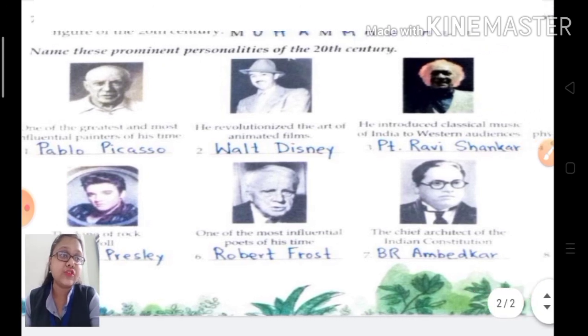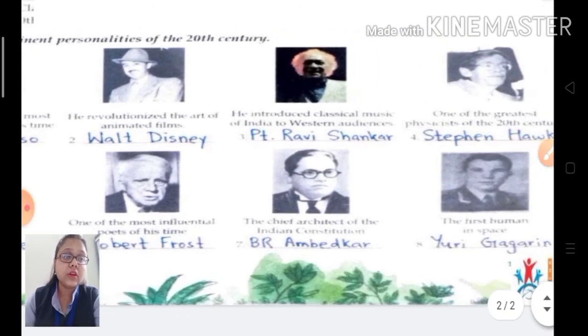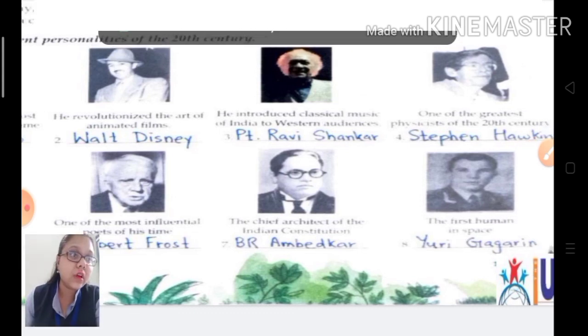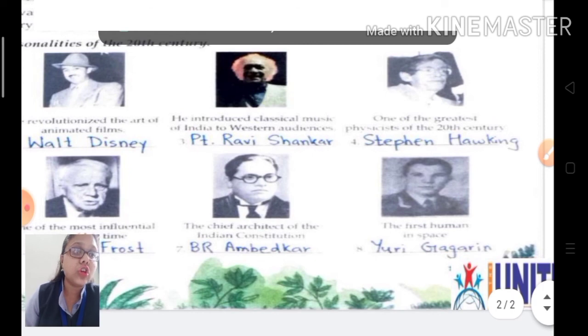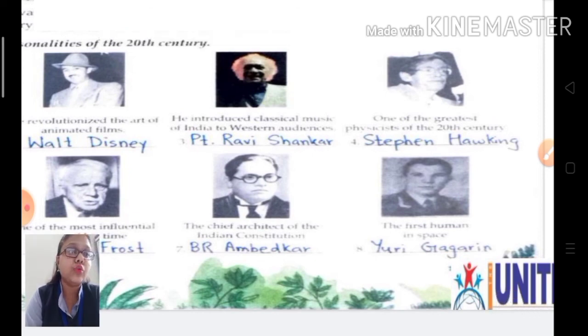Here comes Dr. Ambedkar, the chief architect of the Indian Constitution, who made the Indian Constitution of our India. Okay, and here the first human in space, Yuri Gagarin. So these you need to learn, and even you have to write in your textbook.